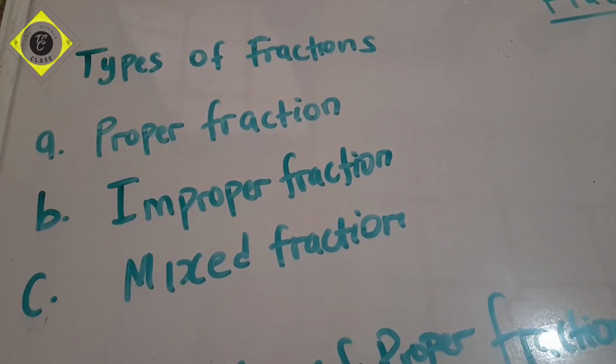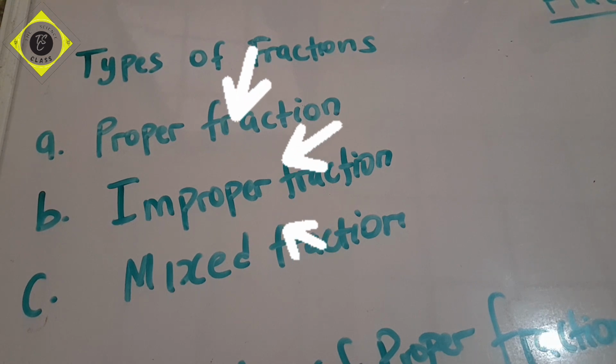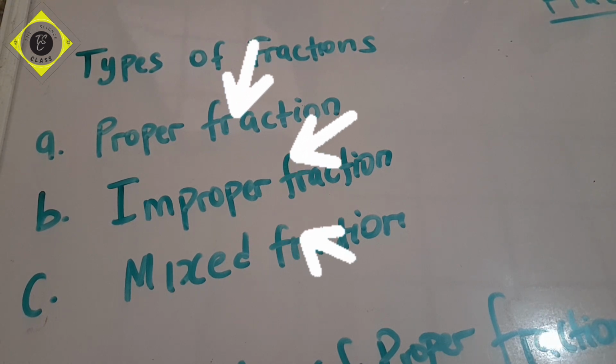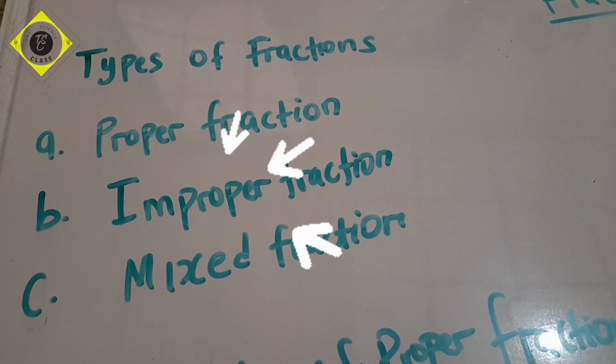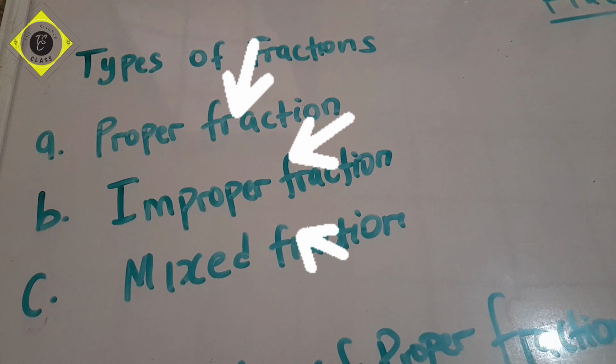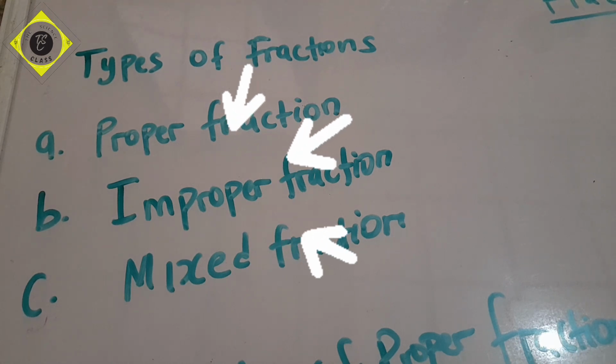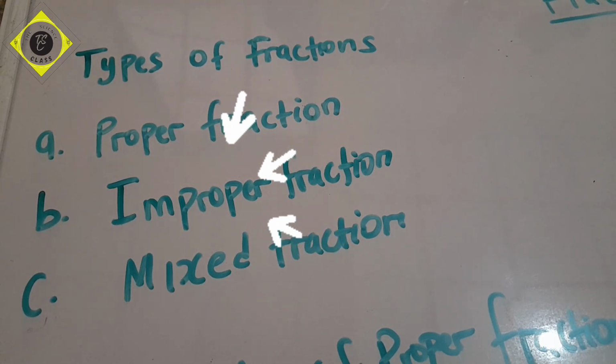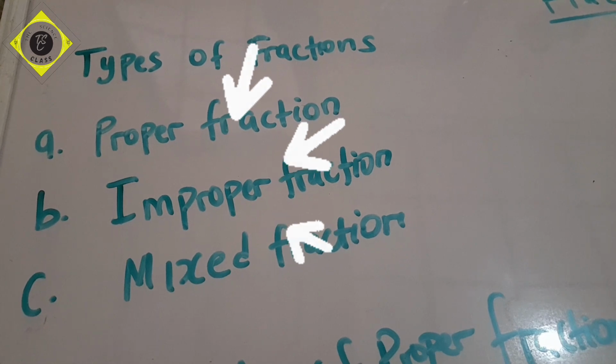There are just three types of fractions. We have the proper fraction, the improper fraction, and the mixed fraction. Let's go to examples to see the type of each of these fractions.